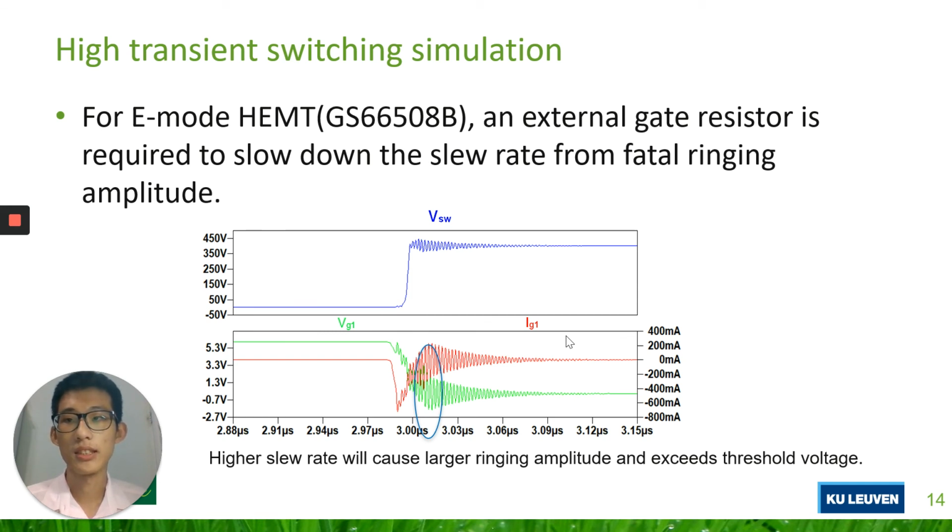But for the enhancement mode HEMT, even though it is capable of switching at high speed, due to the limitation of the low threshold voltage, an external resistor is required to prevent the device from switching too fast and causing a ringing amplitude larger than the threshold voltage. In the simulation, when switching at 5 nanoseconds rise time, gate resistors lower than 5 ohm will cause a spurious turn-on of the enhancement mode HEMT.